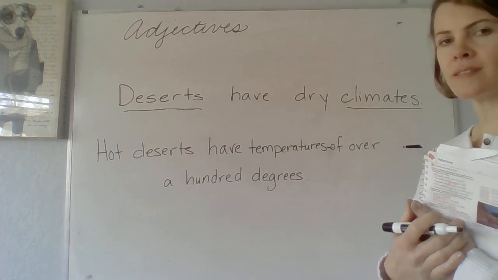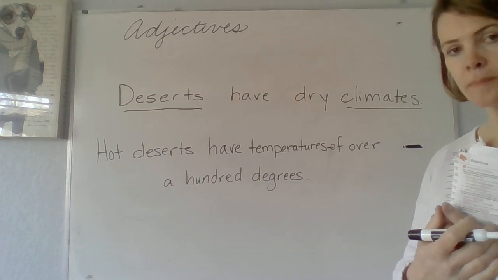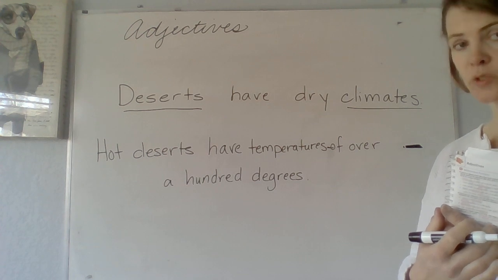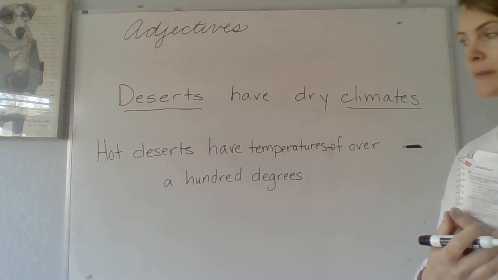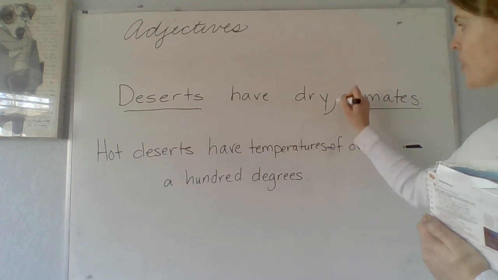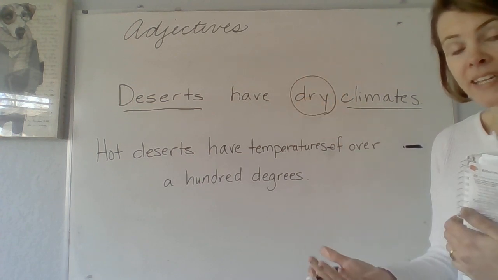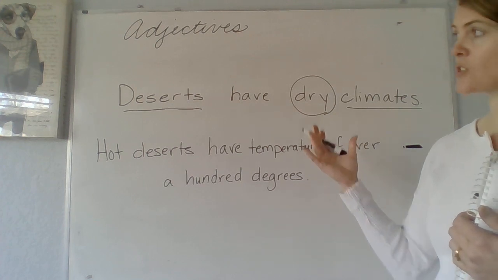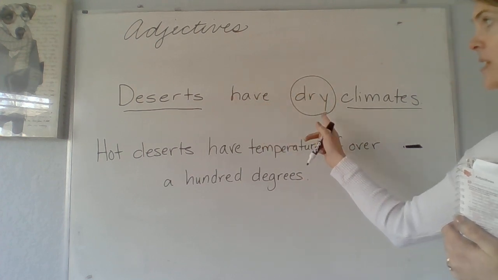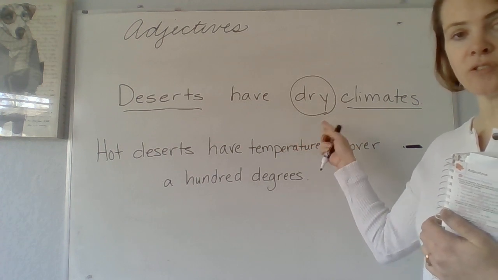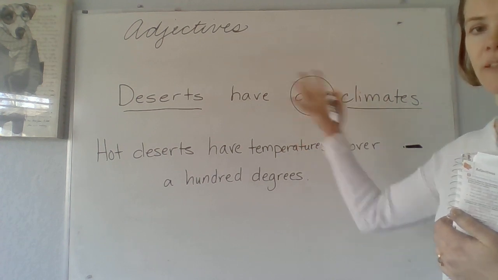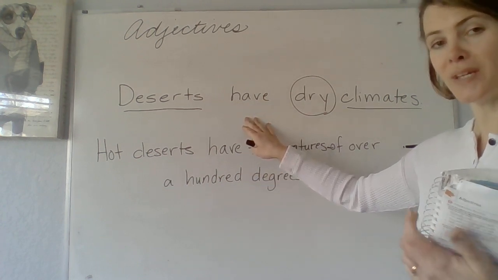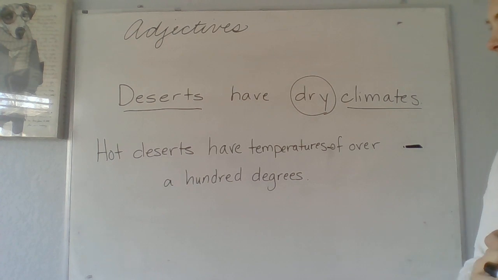Now, what words in this sentence describe one of those nouns? What words in this sentence answer what kind? Which one? How many? If you said dry, you're correct. What kind of climates? Dry climates. That's it. There's no other word that describes deserts. We know that deserts are dry, but in this sentence, dry is describing the climate, not the desert. And have, as you know, is a verb. Has, have, and had, do, does, and did. You remember that. Let's try the next sentence.